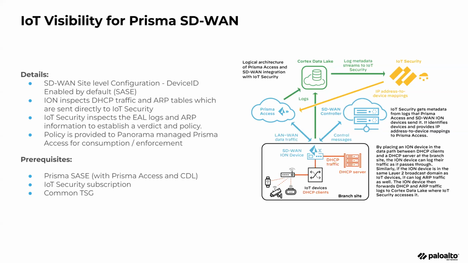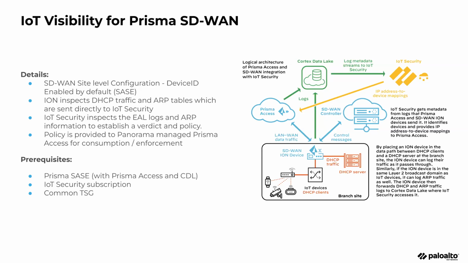And what we're doing as a first step to integrating IoT security into Prisma SD-WAN is we're using the Prisma SD-WAN ION as a sensor. So in this first phase, the high-level value proposition here is now the ION will look at all DHCP traffic going to or through the ION.